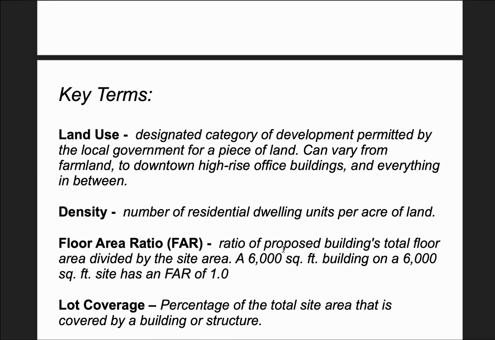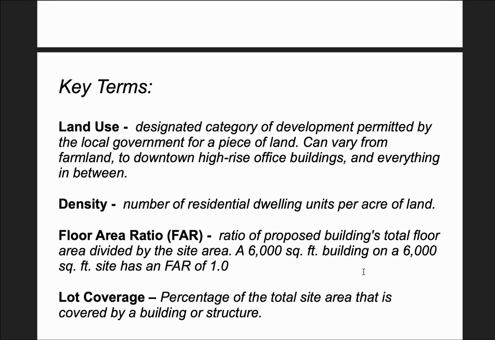Floor area ratio, we talked about how big the building can be in terms of its lot. So if you have a 6,000 square foot building on a 6,000 square foot lot, then your floor area ratio is 1:1. So that's one. But if you have a 6,000 square foot lot and a floor area ratio of 3, that means you can have 18,000 square feet of building on it. And that's like a high rise or something.